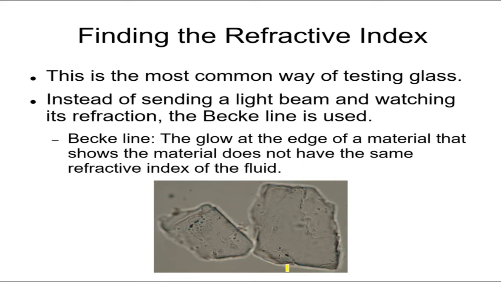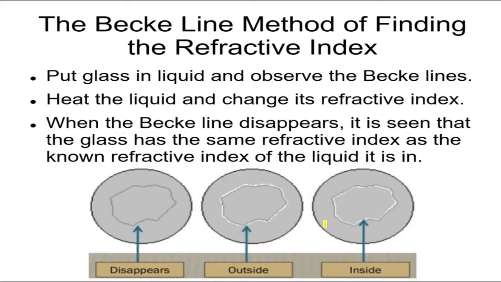What you do then is you heat up the water, so you change the refractive index. So you heat it up just enough to change the refractive index of water so that this glow will disappear. When the glow disappears, that means it has the exact refractive index of the fluid it's in, of the water it's in. And since we know the refractive index of water at all these temperatures, we'll know the refractive index of the glass. See? By the way, the glow around is called a Becke line.